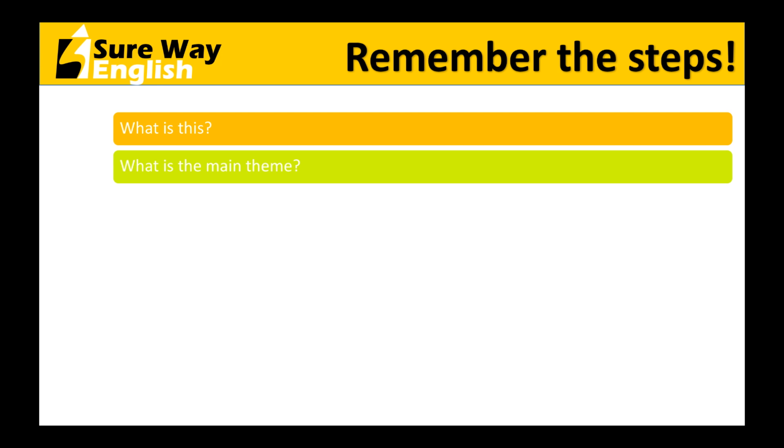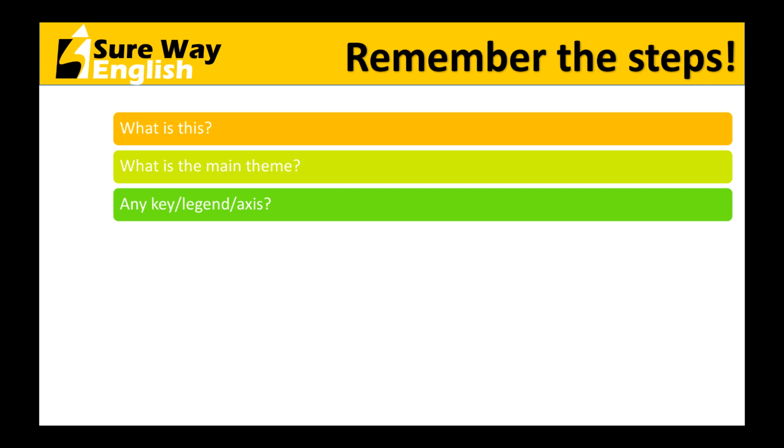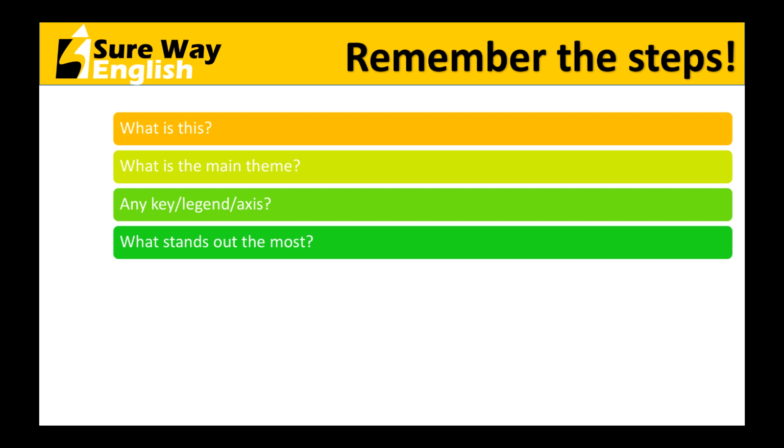What is the main theme? Is there a title? Is there a label? What does that tell you? Any key, any legend, any axis? So, for example, is there something which tells you what the blue color bar is, what the red color bar is? Is there some information on the x-axis, on the y-axis, that is the horizontal and the vertical, that you can read? So the first three, they will give you your overview sentence, the opening sentence.